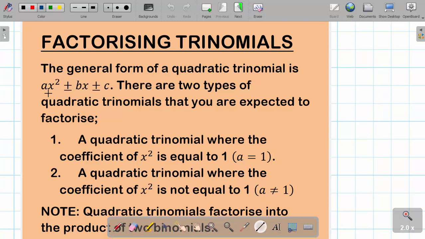Now this one, ax squared plus or minus bx plus or minus c, is what we split to give you the two types. Now when a is equal to 1, that's the first form, whereby the coefficient of x squared is equal to 1. In other words, a equals 1. And then another form is when the coefficient of x squared is not equal to 1. In other words, a is not equal to 1, as you're going to see in examples. Okay, let us proceed. Those are just forms of the quadratic trinomials.